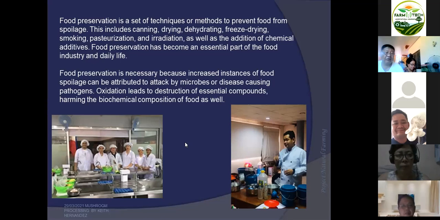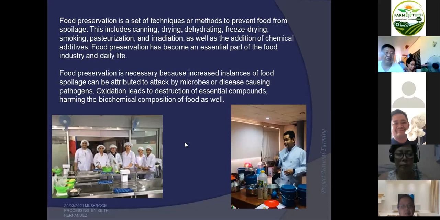And even oxidation, yung pagpapapresent lang natin sa hangin, the presence of air leads to the destruction of essential compounds, yung mga essential oils natin and nutrients. Which pag nawala po yun, dahil volatile yung iba, can be harmful as a food itself. No?